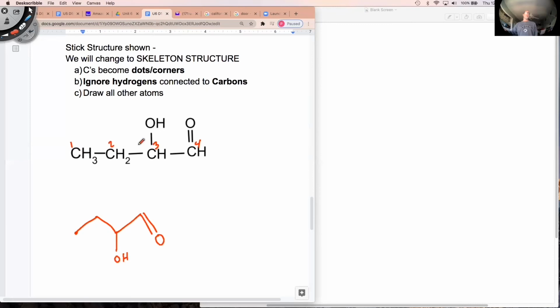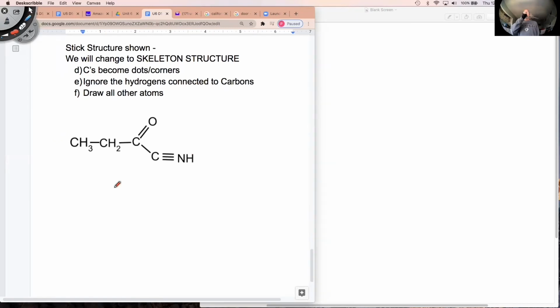This is carbon 1, 2, 3, and 4. Carbon 3 has an oxygen attached. Carbon 4 has a double bonded oxygen, right? And so what do we not draw? We don't draw the hydrogens. This would be the skeletal structure. So let's move on, ladies and gentlemen, okay? Let's move down the page.